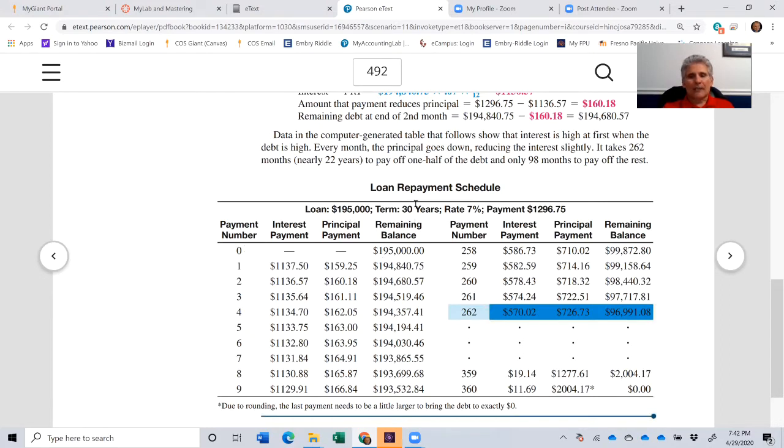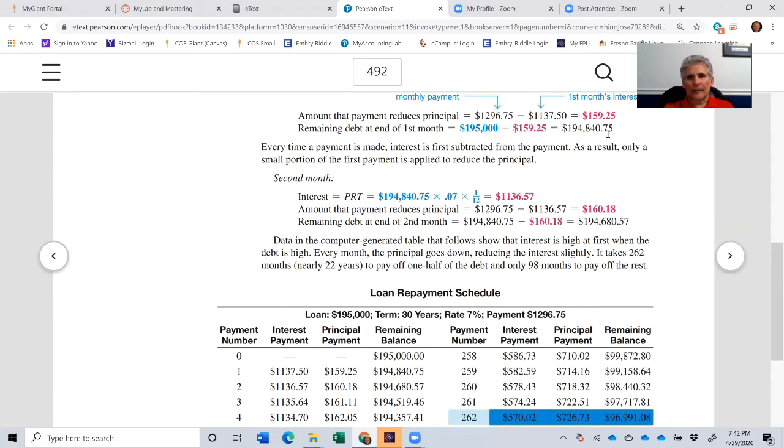Here's how the payment schedule, or the amortization schedule, would look. You have zero, you have $195,000 borrowed. And then we're going to look at the first payment. $1,137.50 is going towards interest. $159.25 is going towards principal. We take the 195,000, we subtract the 159.25, and that's the 194,840. That's exactly what we computed just up here, 194,840.